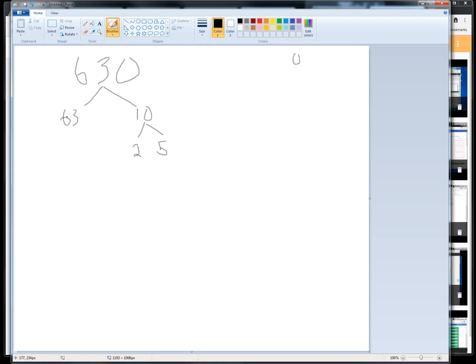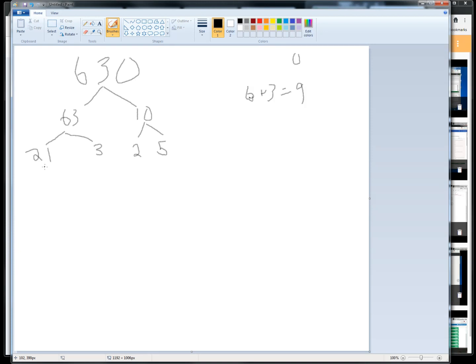63, when you add 6 plus 3 together, you get 9. And anytime the sum of the digits of a number is divisible by 3, then the whole number is also divisible by 3. So we're going to split this into 3 and 21. 3 is prime, so we're done with that leg of our tree.